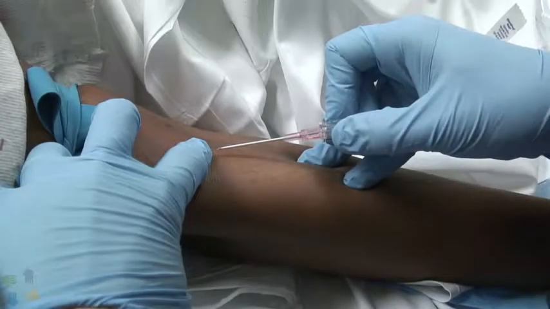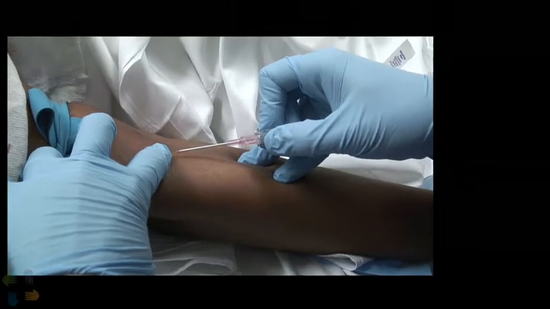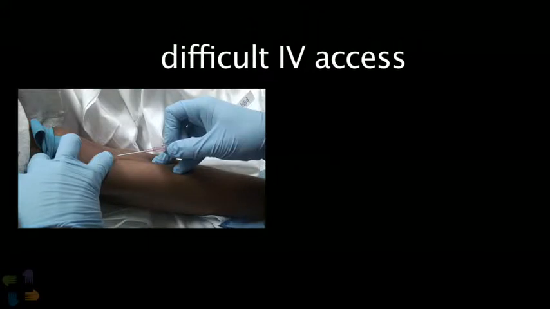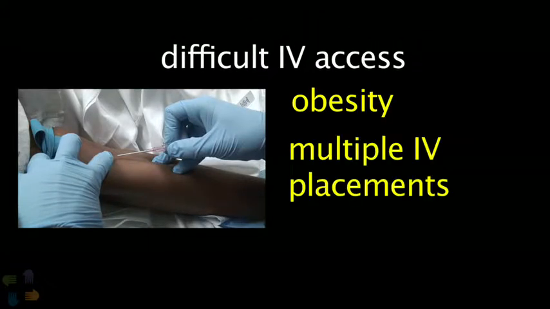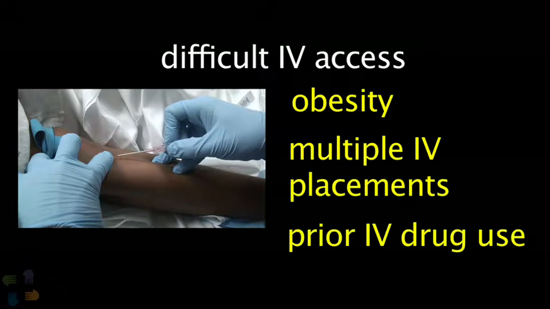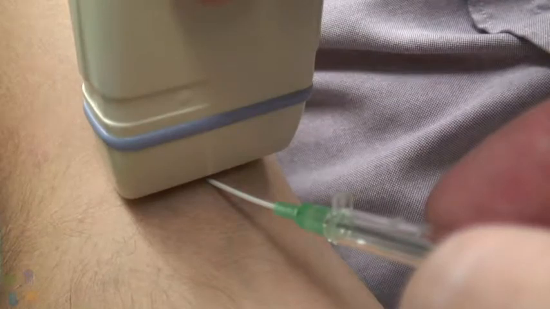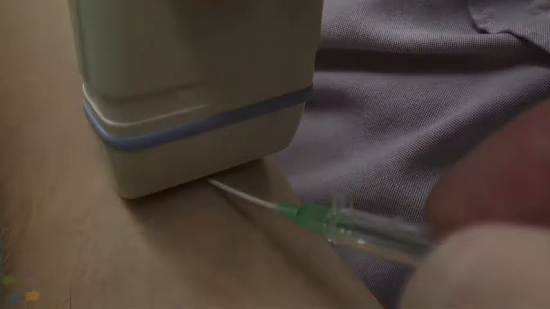IV placement is a fundamental technique of emergency department resuscitation. Unfortunately, many patients have difficult IV access due to multiple factors, including obesity, a history of multiple IV placements, and prior intravenous drug use. Ultrasound guidance has been shown to facilitate IV catheter placement in patients with difficult IV access.